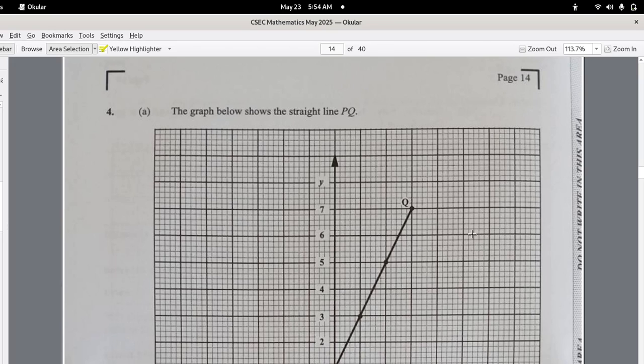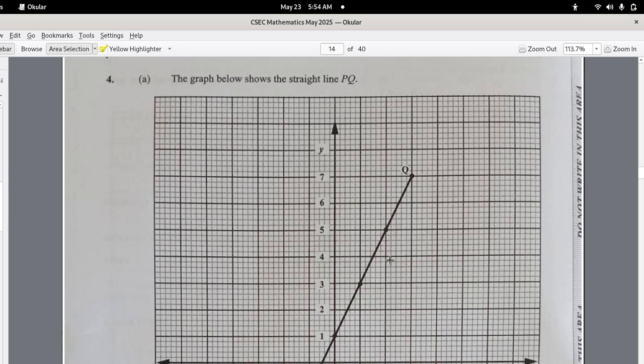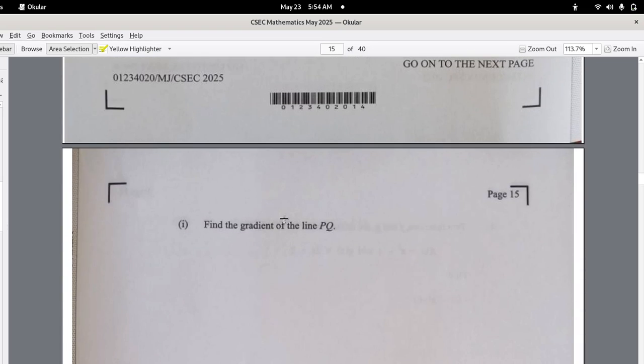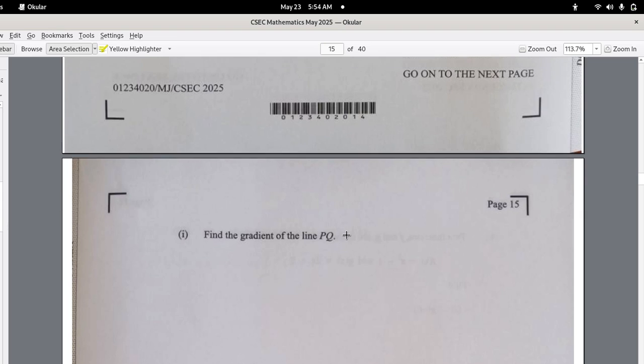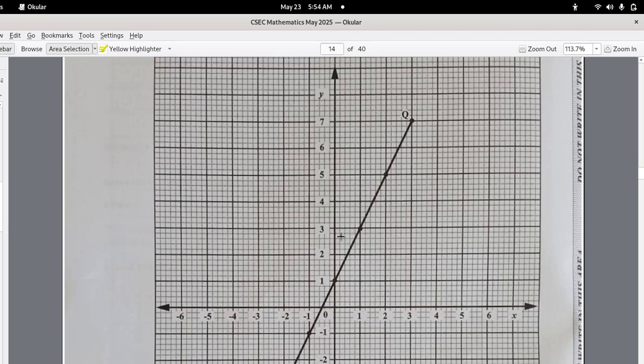CSEC Mathematics, May 2025. We're at question 4. It says, the graph below shows the straight line PQ. Find the gradient of the line PQ. Alright, we're going to find the gradient.